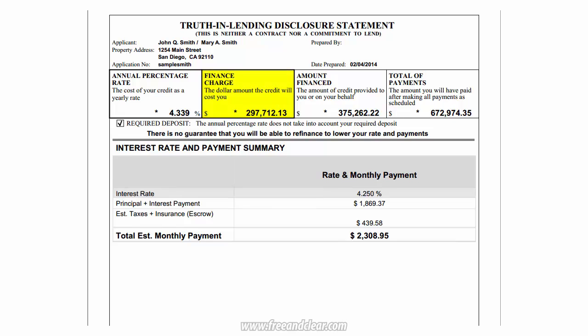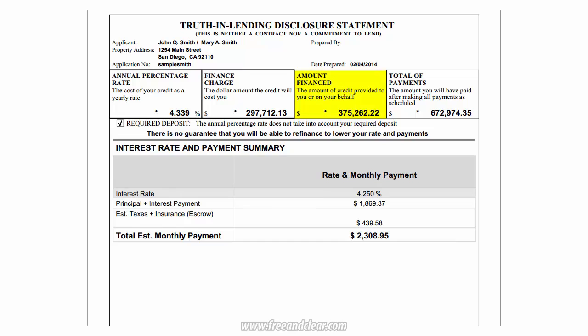The next item is finance charge, which shows total scheduled interest payments over the term of the mortgage plus non-recurring lender costs. So this figure represents how much you will pay the lender in interest expense and fees if you make your regularly scheduled mortgage payments. It's a lot of money.